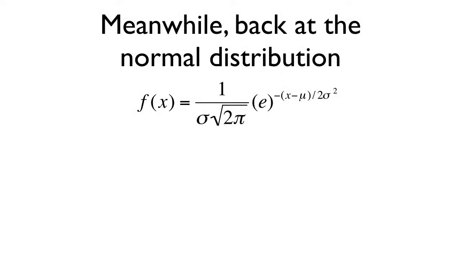Okay, that's the normal distribution. That's actually the formula for the normal distribution. So f of x, that's the y, right, is 1 over the standard deviation times the square root of 2 pi times e to the negative x minus the mean, divided by 2 times the variance. I'm never going to ask you this. We'll do that.